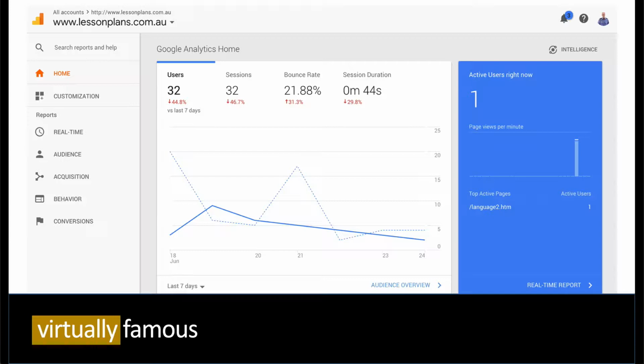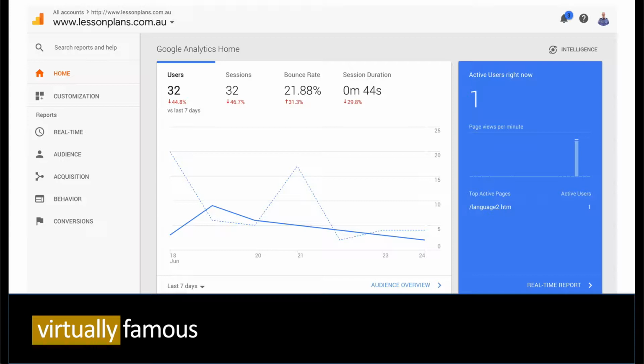But the key element is that on the left-hand side, you can see you've got a menu there. And you've got real time, which means you can actually see who's on your site, where they are right now live. And you can see that in the blue column on the right there. There's one active user, and they're on language2.htm, that page. Then there's a section for audience. And in audience, you can find out all about the people visiting your site. Where they are, what they're using, what browser they're using. Are they on a phone or a desktop? All sorts of demographic information about the audience and where they come from.